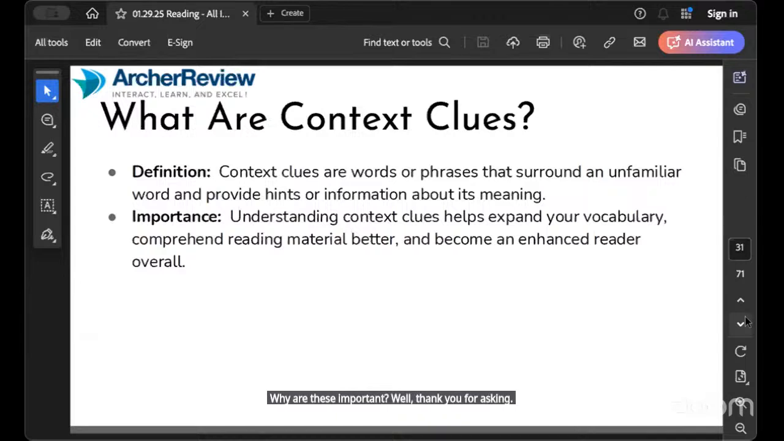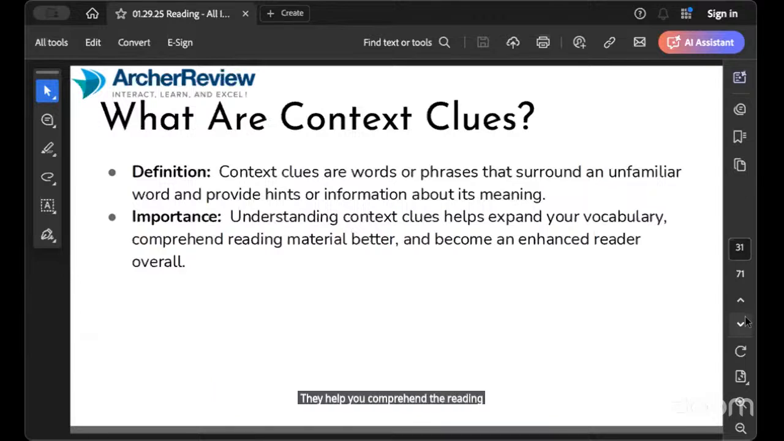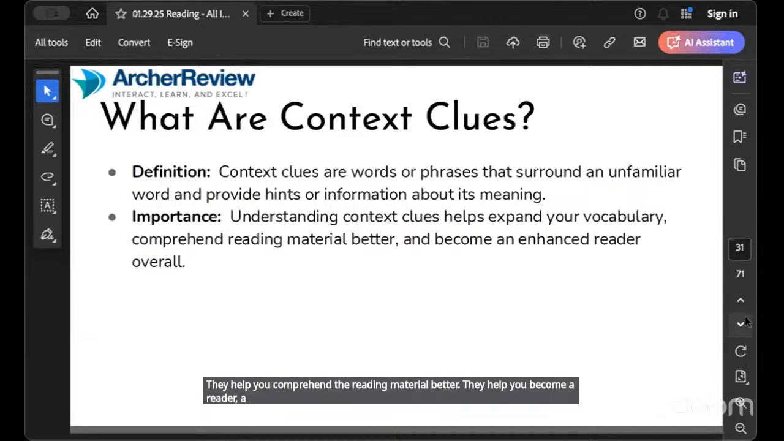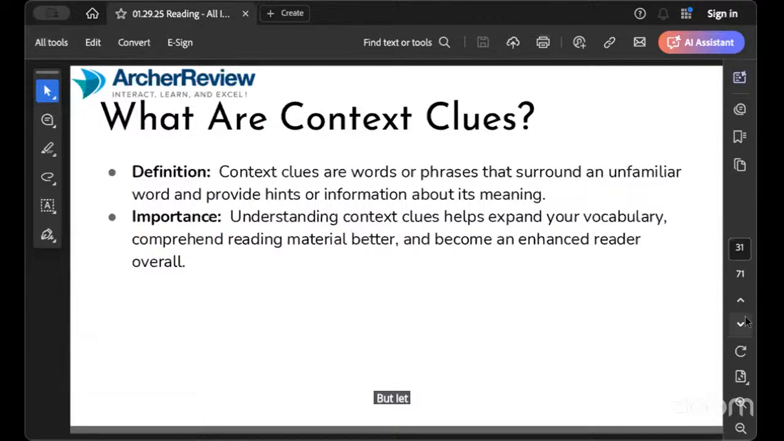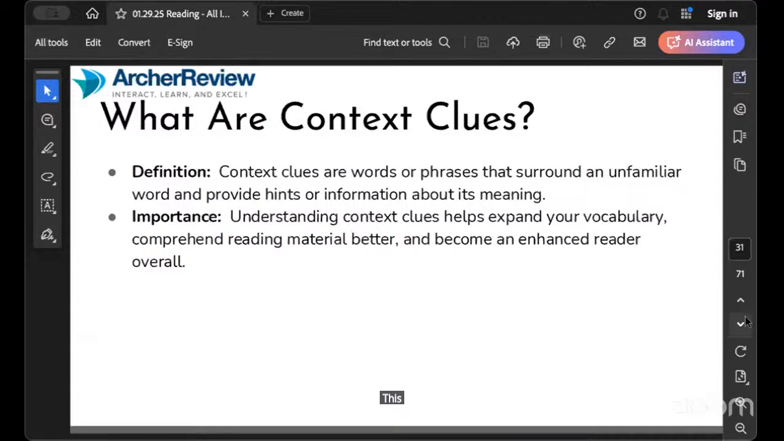So context clues, they obviously will help expand your vocabulary. They help you comprehend the reading material better. They help you become a good reader overall. But let's get real, people. It's really because it's going to help you answer these questions, right? And this is not just even for the questions that focus on, well, what does this word mean? This is when you're looking at other questions as well.